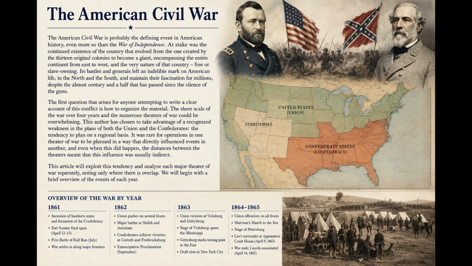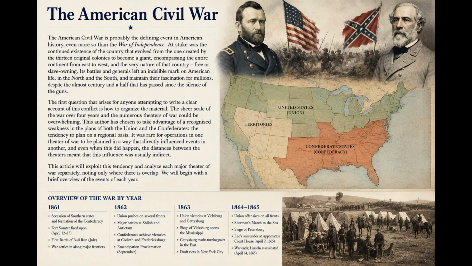The American Civil War is probably the defining event in American history. Even more so than the War of Independence, at stake was the continued existence of the country that evolved from the one created by the 13 original colonies to become a giant, encompassing the entire continent from east to west, and the very nature of that country, free or slave-owning.